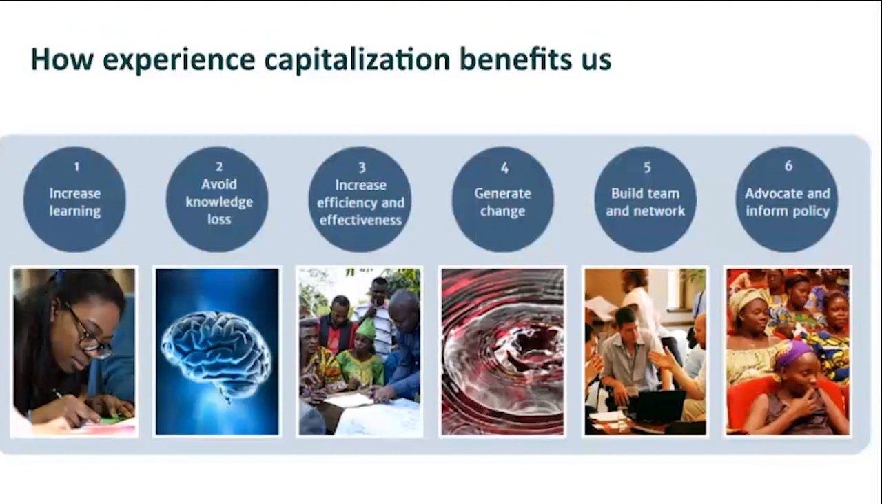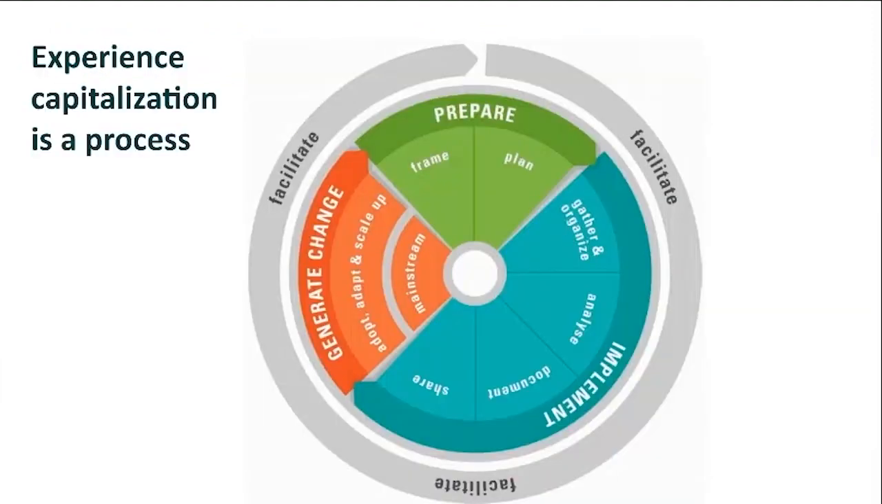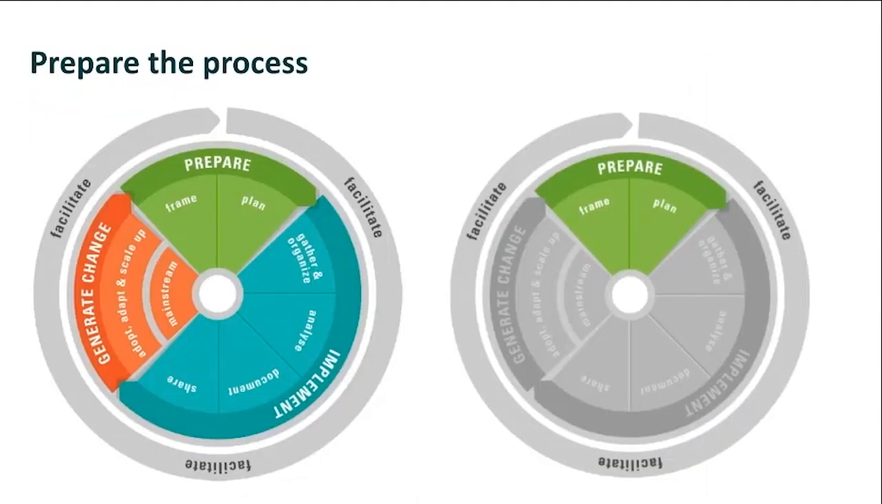And when you have done the work of having analyzed and documented, you're able to be a better advocate for what you're working on. And you can also influence policy making. So these are all these benefits. You recognize now the cycle of experience capitalization. And I was telling you that we had different phases. The phases that we have in this course are the preparation phase, then the implementation phase, and then the generating change phase. And all around, we have facilitation because we need to facilitate the process at the different stages.